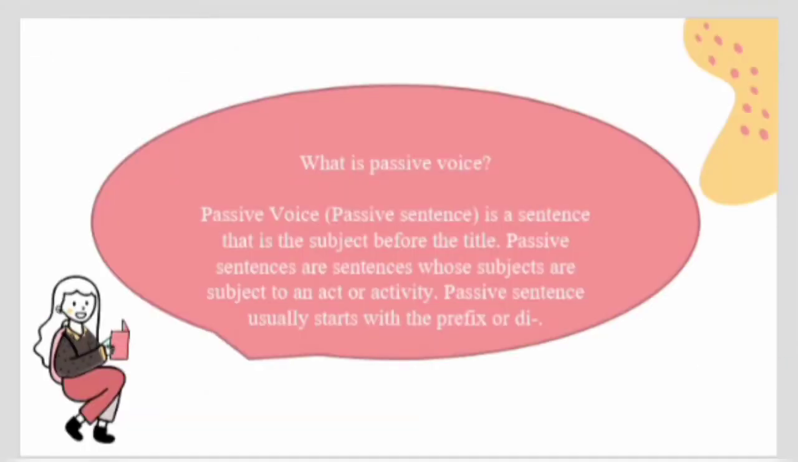The definition of passive voice is: passive voice or passive sentence is a sentence in which the subject is placed before the verb. Passive sentences are sentences whose subjects are subjected to an act or activity. Passive sentences usually start with the prefix "the".